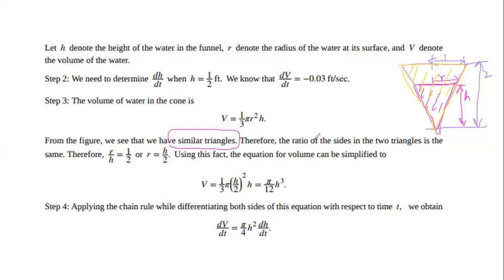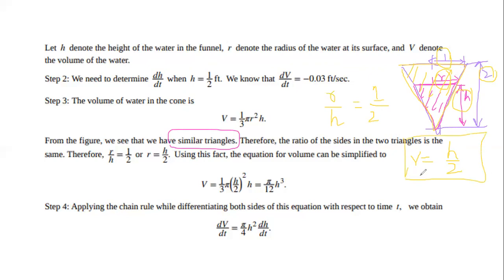Therefore, the ratio of sides in the two triangles is the same. That is, the aspect ratio is the same for both triangles. So I have to compare both sides: the ratio of radius to height. This ratio r divided by h equals 1 divided by 2, that is, the radius of the bigger triangle, 1, divided by the height of the bigger triangle, 2. So r equals h upon 2.